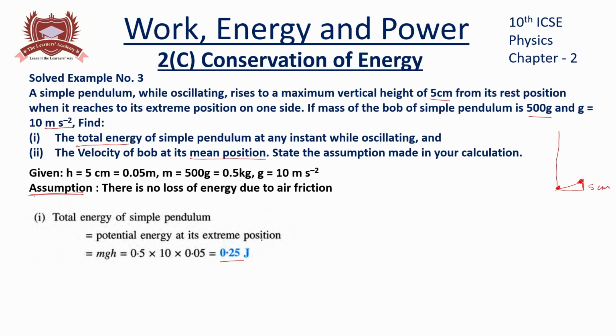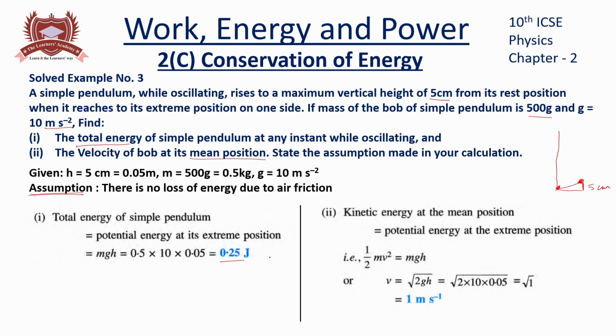So the total energy of any pendulum remains the same throughout. The total energy is going to be the same, you don't have to worry about it. So 0.25 joules would be the total energy, and it would be exactly the same everywhere. The second part is kinetic energy at the mean position. Now, kinetic energy at the mean position is equal to potential energy at the extreme position.